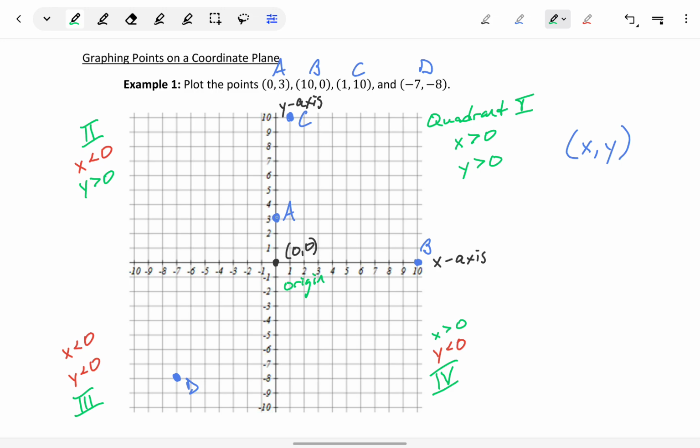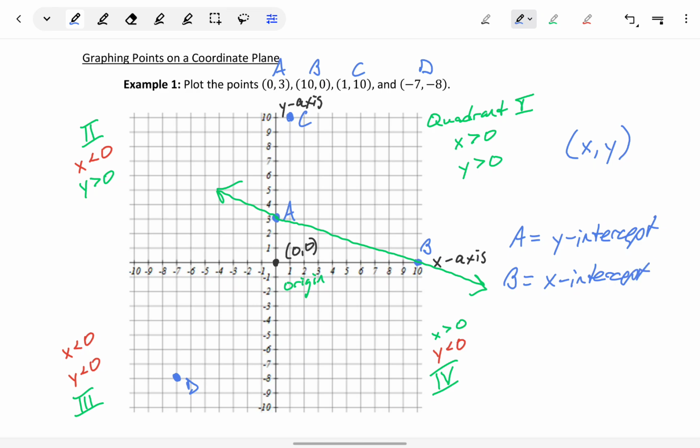But as a little bit of added review, if we were talking about a straight line that passed through points A and B, then our point A would be referred to as the y-intercept, the point where our line hits the y-axis, and point B would be referred to as the x-intercept, the point where our line intersects with the x-axis.